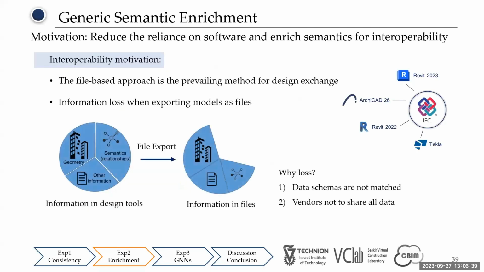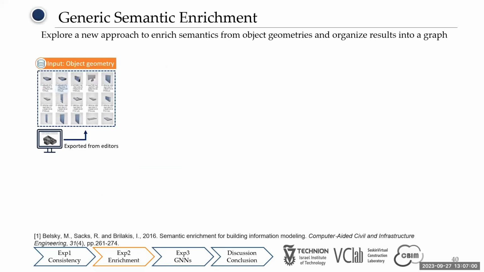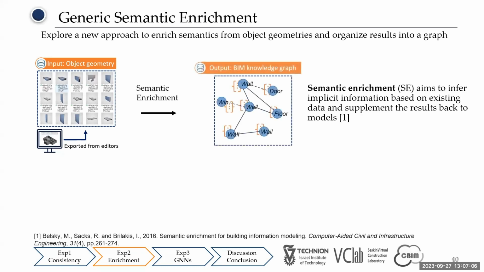In a more general motivation of interoperability, in the file-based approach, when users export the model from local software into IFC files, some information is lost. This could be because data schemas are not matched or vendors don't share all the information with you. Therefore, we propose: how about we use only the object geometry as input and design a series of semantic enrichment processes to predict different types of semantics, and then organize those predicted semantics into a knowledge graph.